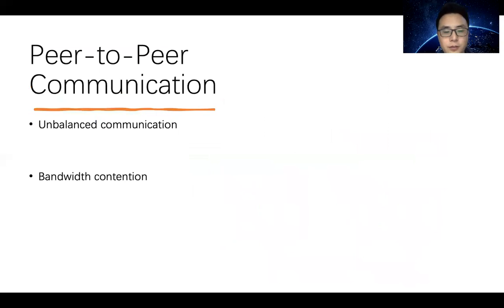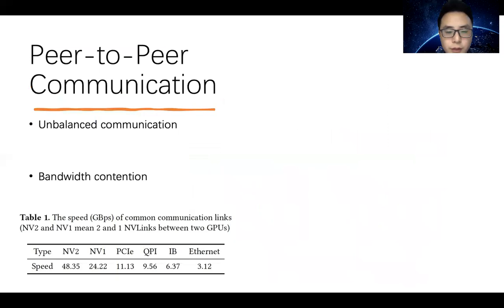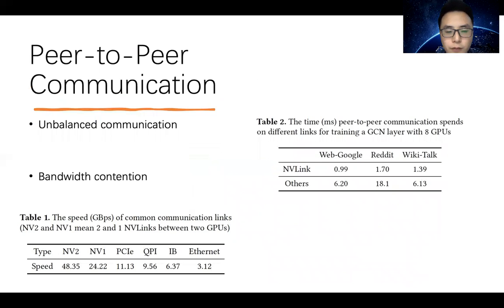To further explain the effect of unbalanced communication and bandwidth contention, we make a breakdown analysis on peer-to-peer communication. First, we provide the speed of GPU communication on different links. As we can see in the table, different GPU connections have different speeds. We also provide the communication time on every link and other links in a peer-to-peer communication. As in the table, the communication time spent on different links is unbalanced. The communication on the slow link are the stragglers.